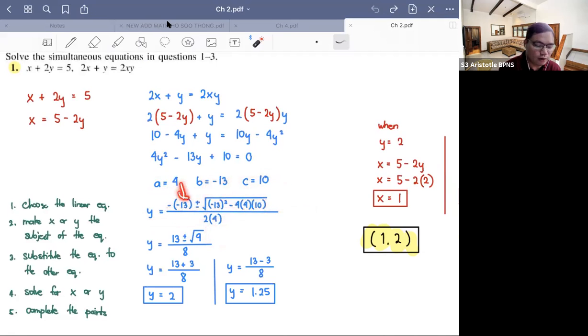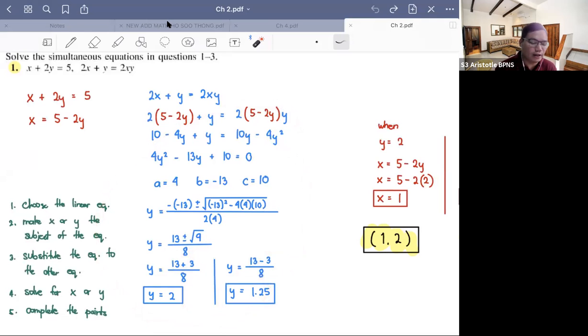So I just substituted all the numbers here. Please be guided. This is now positive 13 plus minus, and when you simplify this, you'll get 9. So it's the square root of a perfect square number, divided by 8. So what is the square root of 9? It's positive and negative 3. So we separate the plus and minus. Therefore, the values of y are 2 or 1.25. Do you guys have any questions on the first step? On this part here.